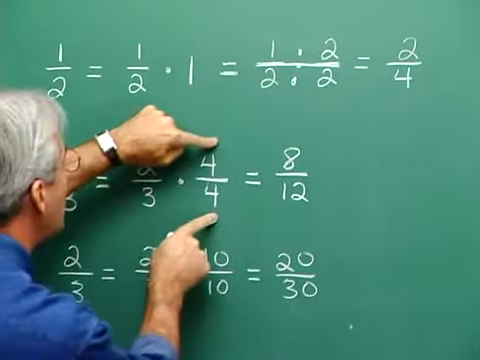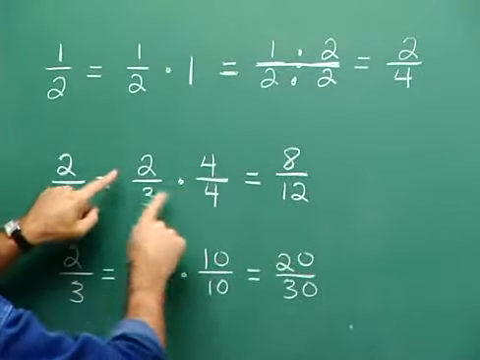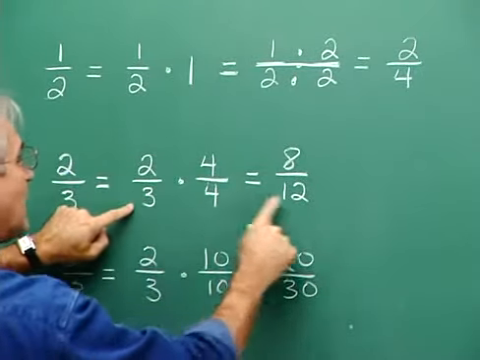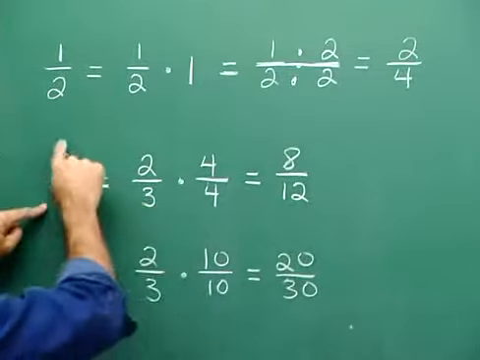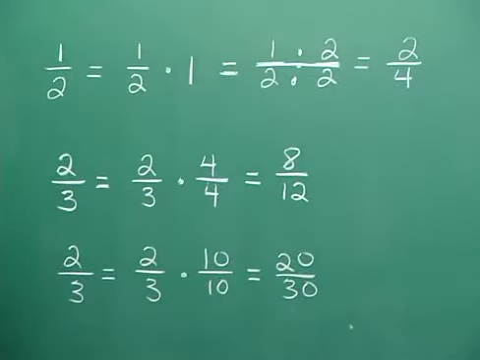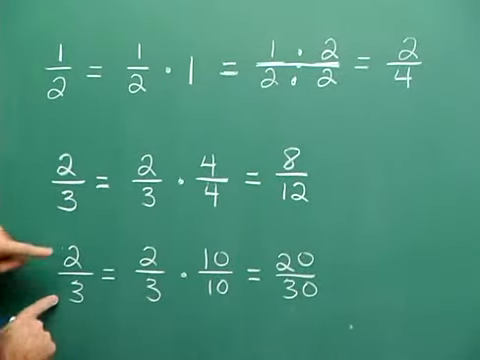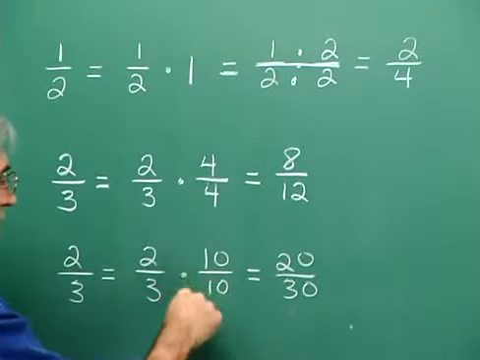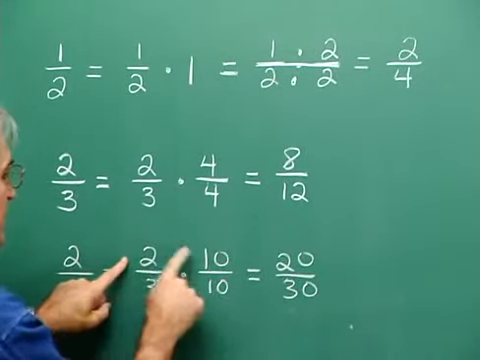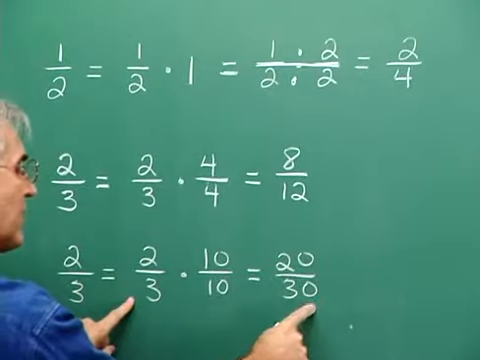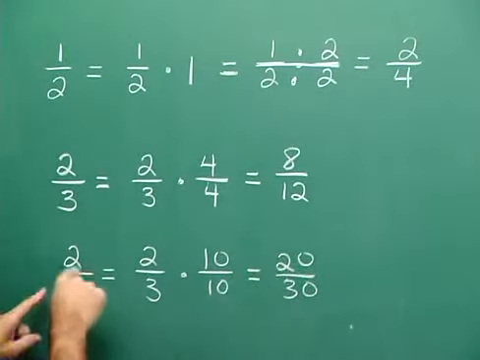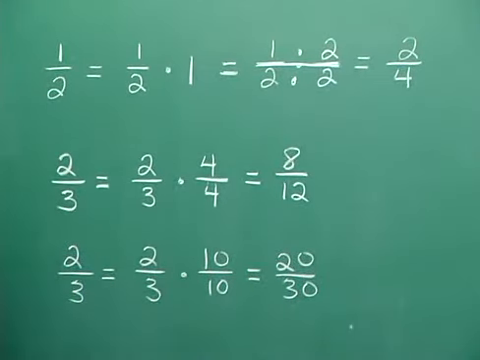So 2/3 times 4/4, multiply straight across. 2 times 4, 8. 3 times 4, 12. So 8/12 has the same value as 2/3. Let's do it again. 2/3 again. Now another form of 1 is 10/10. So multiply 2 times 10, 20. 3 times 10, 30. So 20 over 30 has the same value as 2/3.